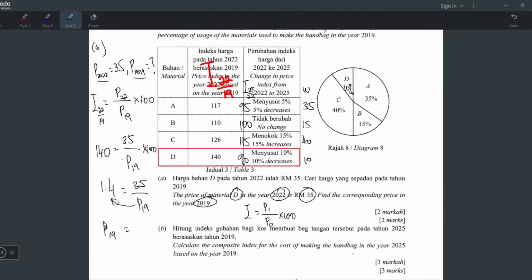This one just hantar atas jadi darab. And then 1.4 pindah bawah jadi bahagi. So just tekan 35 divide 1.4. You get 25. Okay, I have to write RM for this because it's the price. Okay, so better you write the RM lah.